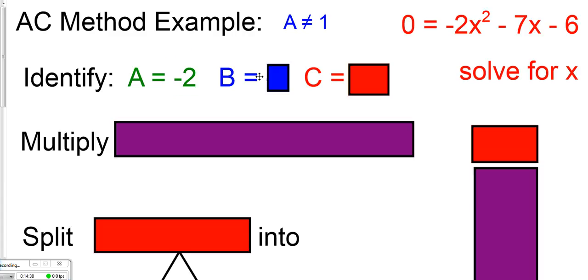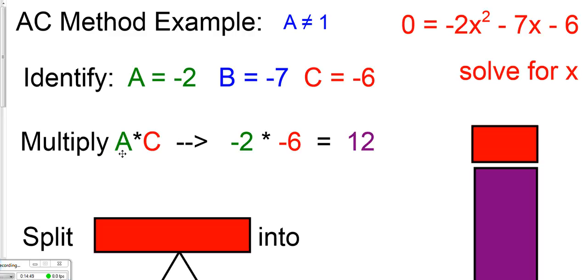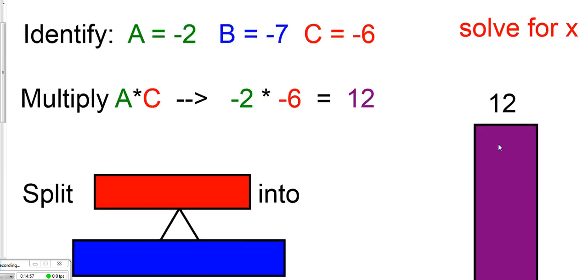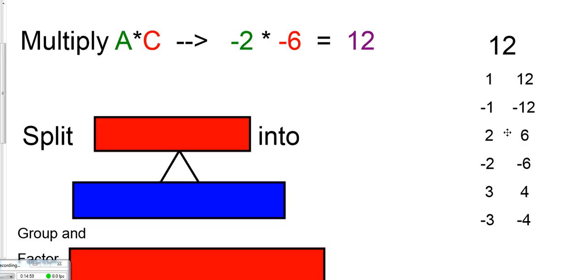Your a value is negative 2. Your b value is negative 7. Your c value is negative 6. All we're going to do is the exact same process to figure this out. Multiply your a times c: negative 2 times negative 6 is a positive 12. Positive 12, we break it apart to find all the factors.